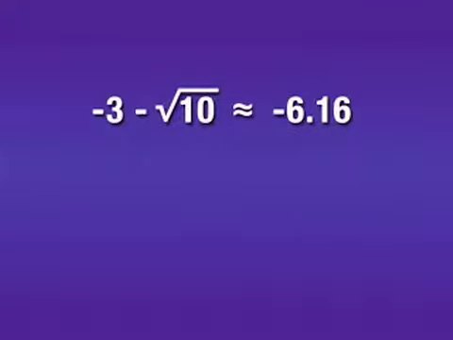Over here we have the number line partitioned into test intervals. The test intervals will be from negative infinity to negative 3 minus the square root of 10, and from negative 3 minus the square root of 10 to negative 3 plus the square root of 10, and from negative 3 plus the square root of 10 to positive infinity. I chose numbers within each one of these test intervals to test.